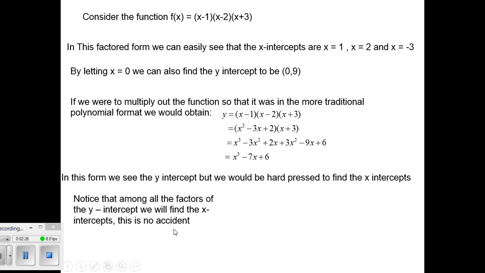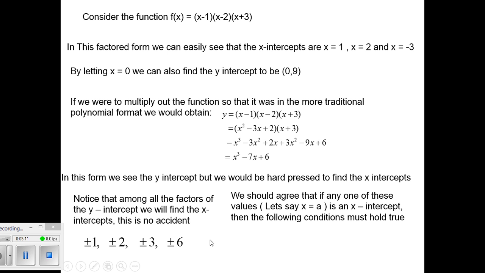So continuing on. The one thing I want to pay attention to here, we notice that the x-intercepts were at 1, 2, and -3. We notice that the y-intercept is at 6. Now it's by no accident that among all the factors of the y-intercept, we will find the x-intercept. So 1, 2, and -3 are all factors of this y-intercept of 6. By no accident will we find that within the factors of the y-intercept, we will find what our x-intercepts are.